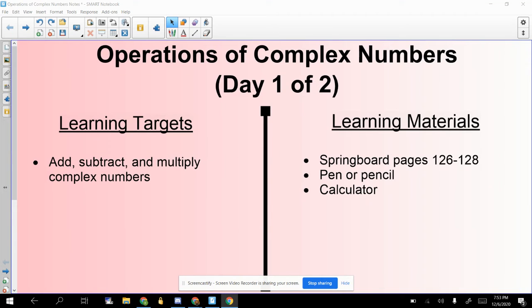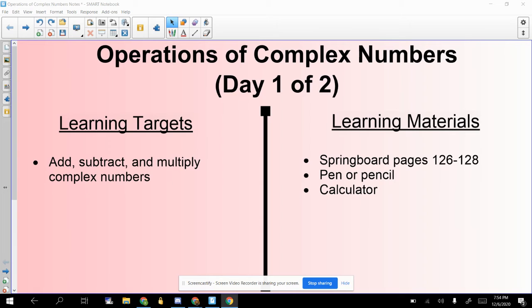Hi guys, welcome back. Today we are going to talk about operations of complex numbers. So first I'll introduce to you what complex numbers are, and then we will do day one today. We will do addition, subtraction, and multiplication. And then day two, tomorrow, we will do dividing.